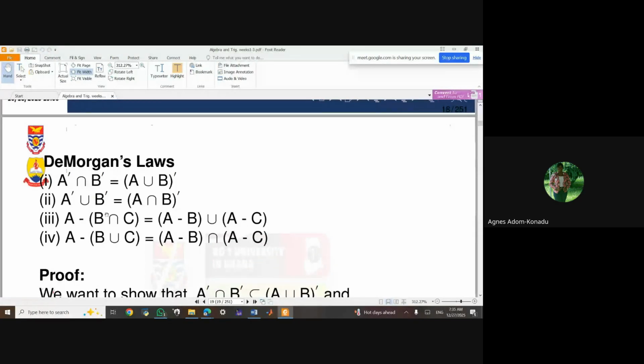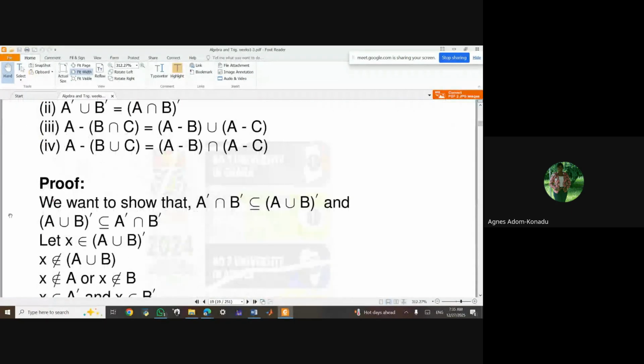When it is intersection here, it is union. And when it is union here, it is intersection. So that one too, you go through the same process. You show that the right-hand side is contained in the left-hand side, and the left-hand side is also contained in the right-hand side. So A complement intersection B complement is contained in A union B complement, and A union B complement is contained in A complement intersection B complement.